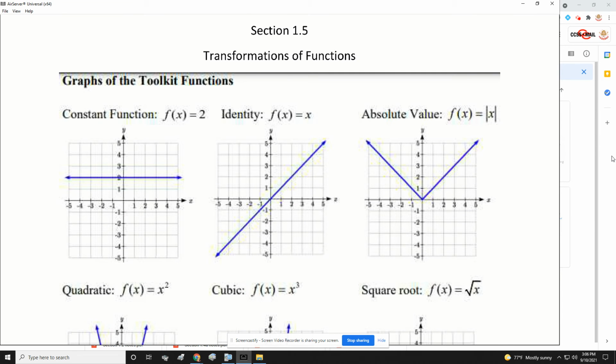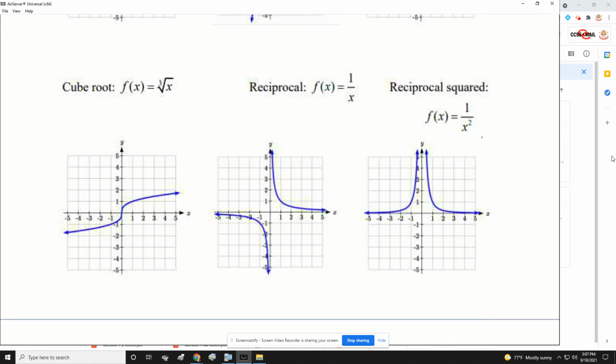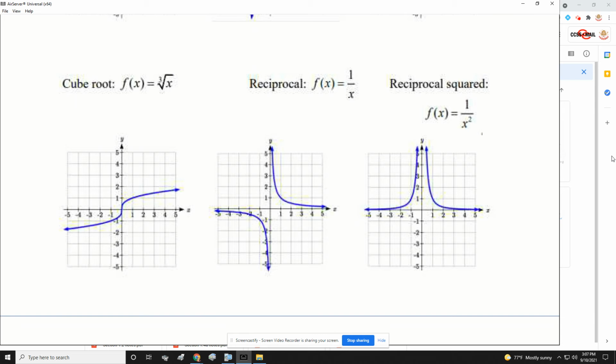All right, so this lesson is going to be on transformations of functions. And so this first page is what our textbook calls Toolkit Functions. Most likely you remember them as parent functions. And there might be some that you haven't seen before. For example, maybe the cube root function, I'm not sure, and the reciprocal squared. Reciprocal squared is not a super common parent function that you see. Anyway, those are what all the parent functions look like.